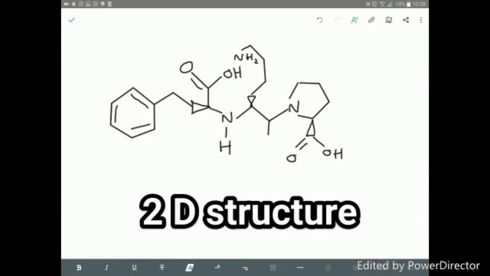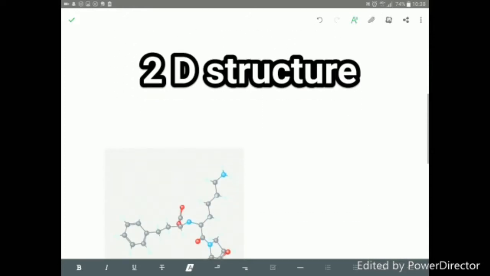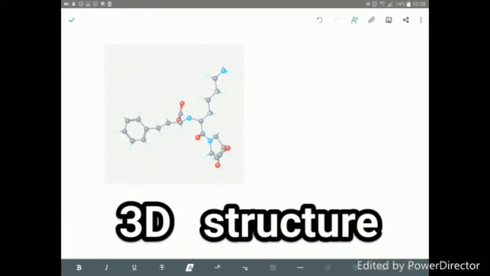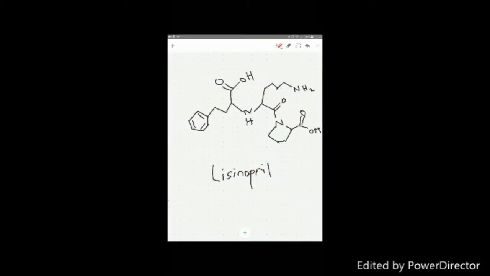Okay, let's talk about the chemical structure of lisinopril. So this is the 2D structure of lisinopril. Next, this is the 3D structure of lisinopril. Now I will talk about the functional groups of lisinopril based on its chemical structure. These functional groups are a benzene ring, carboxyl groups, amide groups, and an amine group.